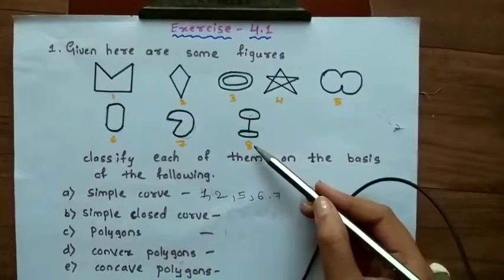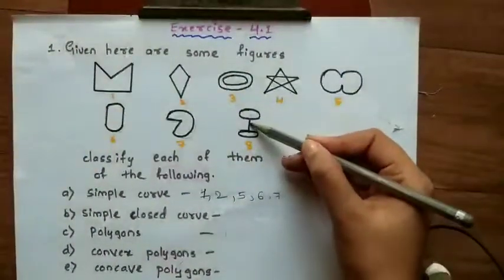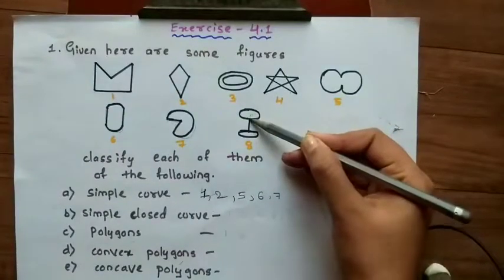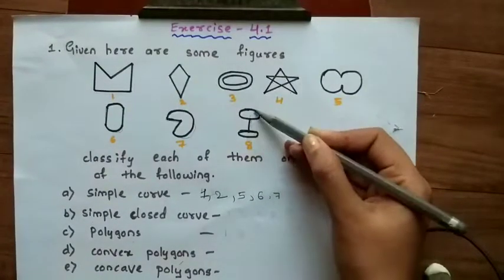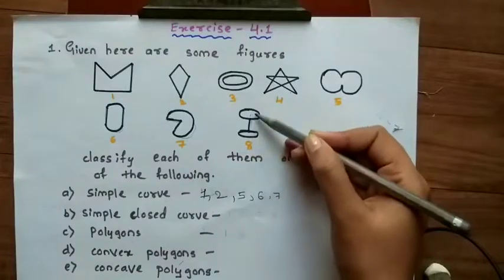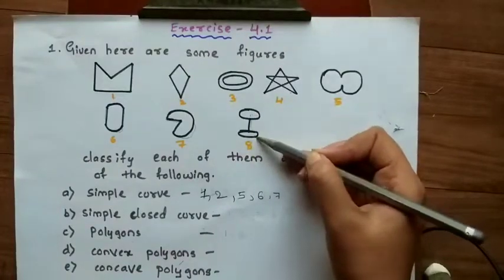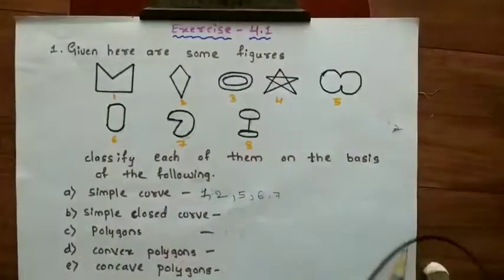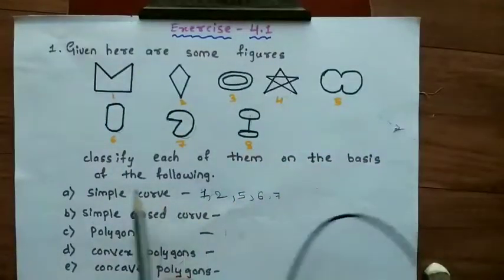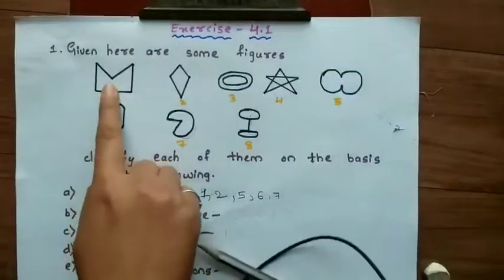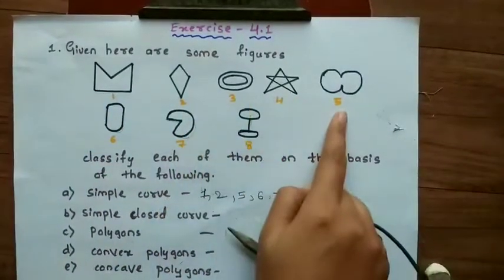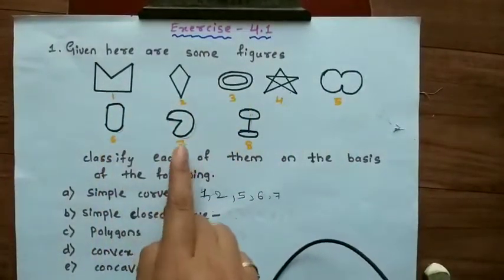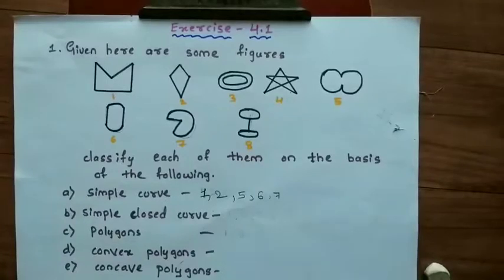If you are checking the eighth one, here this line is intersected with these two circles. Then it is not a simple curve. So figure 8, figure 3 and figure 4 are not simple curves. The simple curves are 1, 2, 5, 6, 7. These are the simple curves.